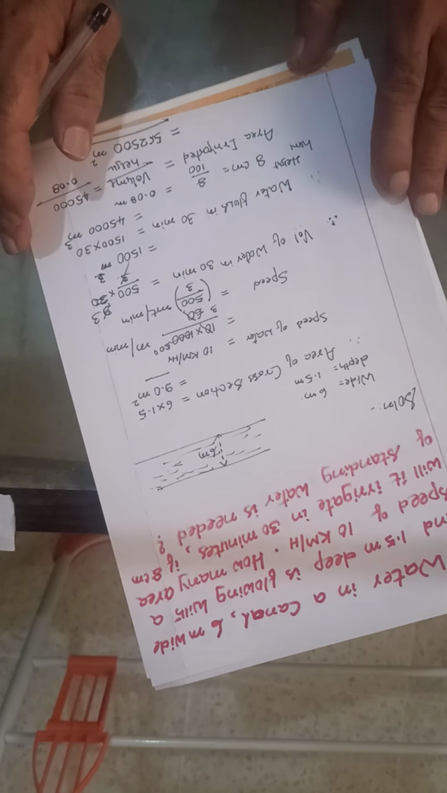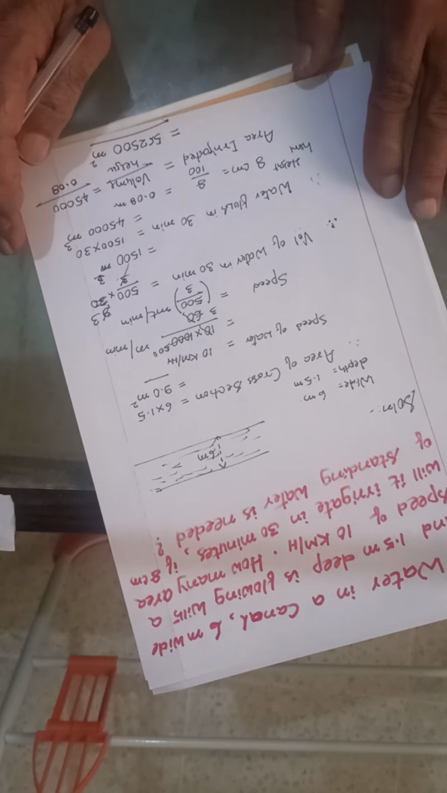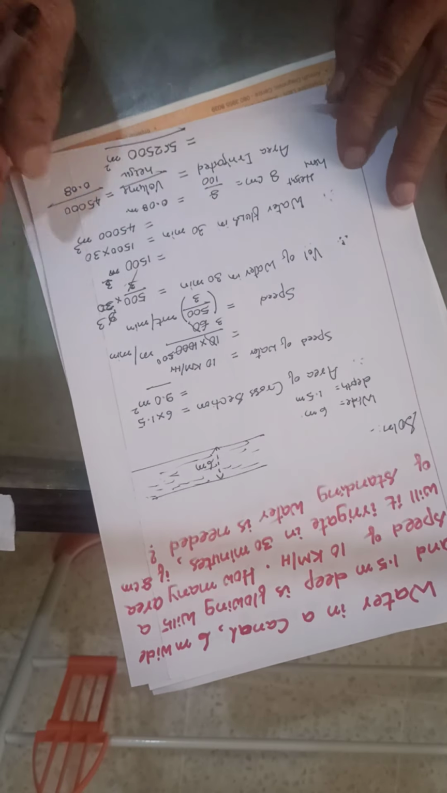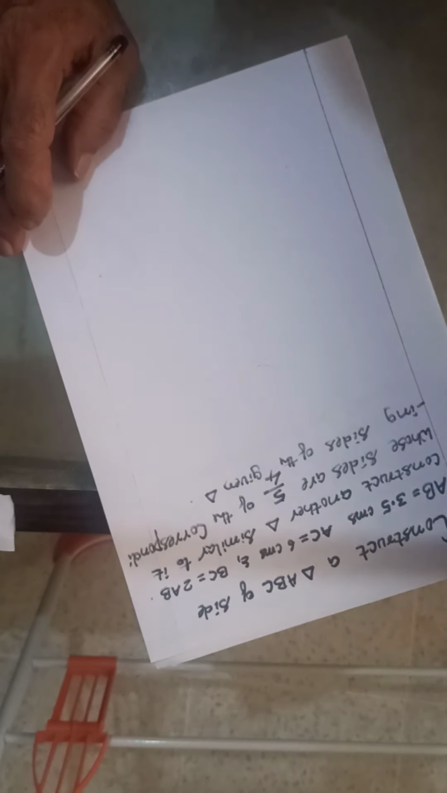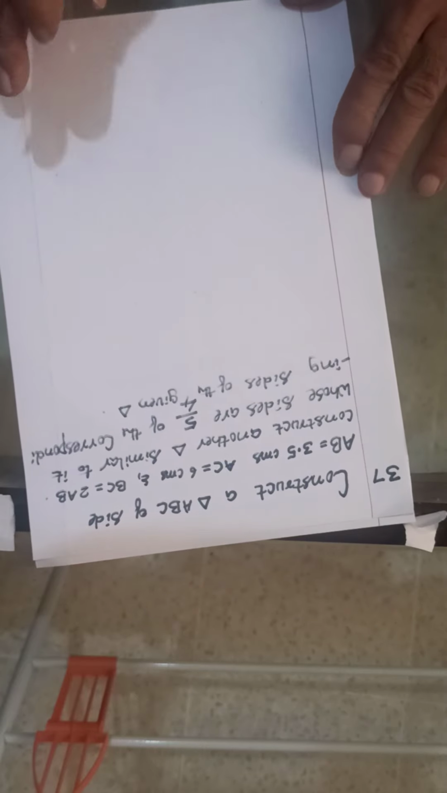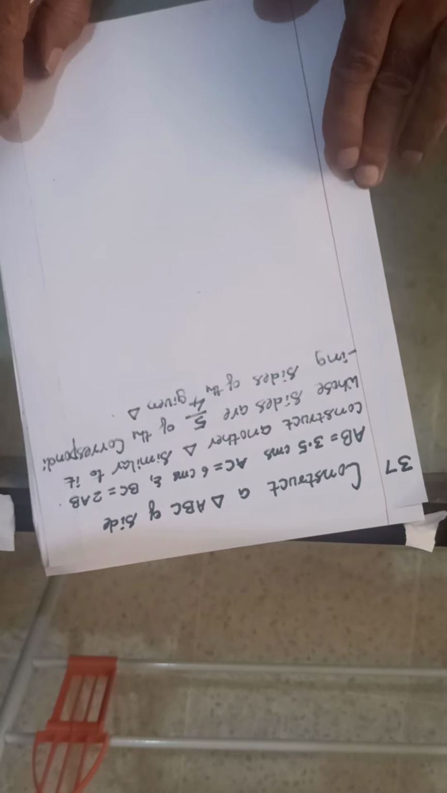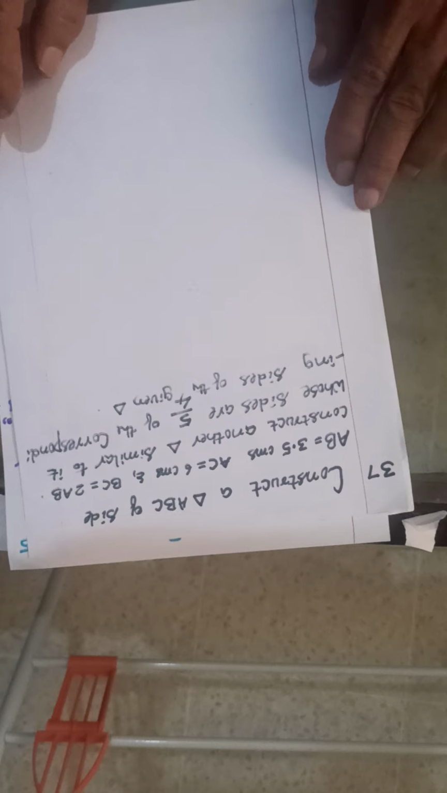So this is the problem. Of course, this is not an easy one. We have to work it out several times. Now 37, that is the fourth one. There is only one choice in this 4 marks problem, so I have not worked out the choice problem. I am working only the 4th problem. This is a construction. Read out the problem.